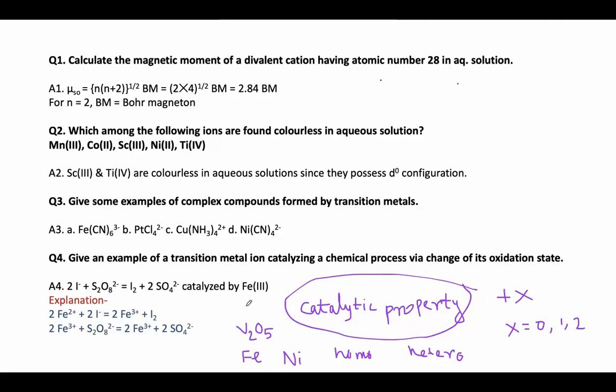So here the question is actually saying, give an example of a transition metal ion which is catalyzing a chemical process by the change of the oxidation state. So we are having this reaction.